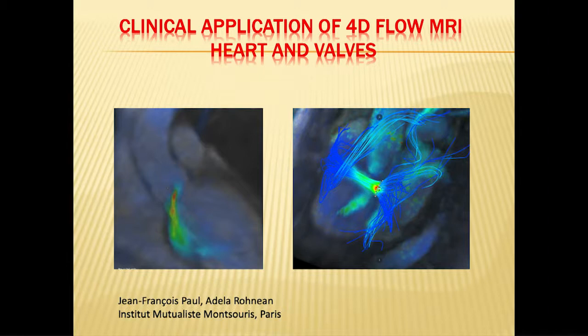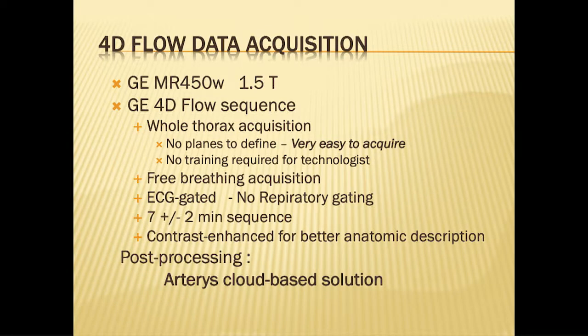It's my pleasure to present my experience with 4D flow MRI in heart and valve disease. I usually work with a GE commercially available machine, 1.5T, with a 4D flow sequence, which consists of a whole thorax acquisition, which means no planes to define. This is a very important difference with the 2D acquisition, which needs some experienced technician. So even beginners as a technologist can perform it, and in my practice that is very important.